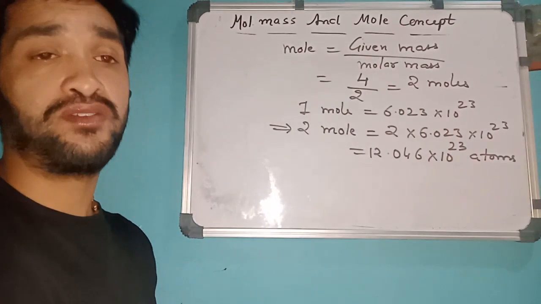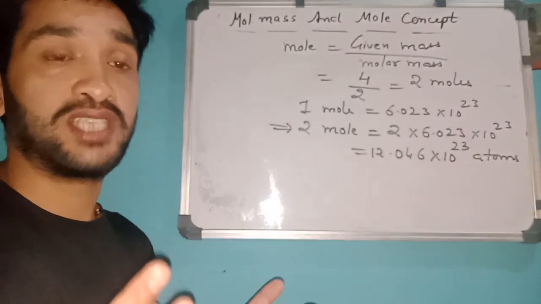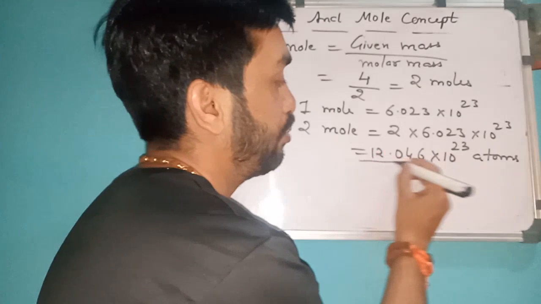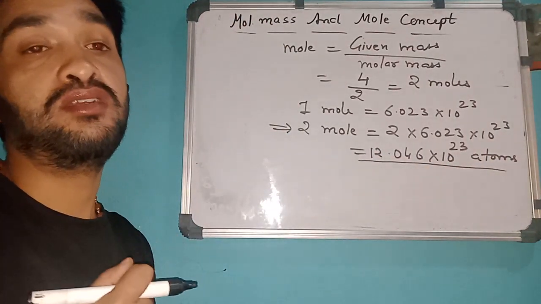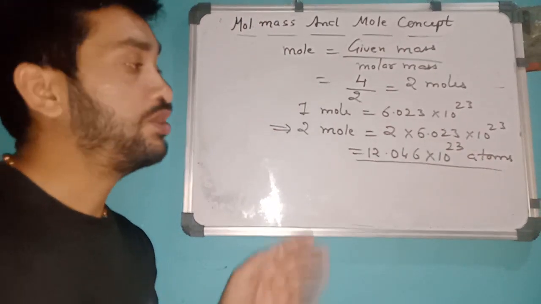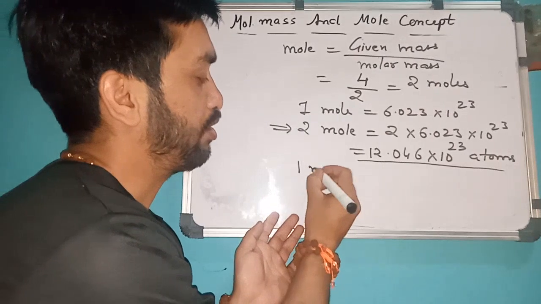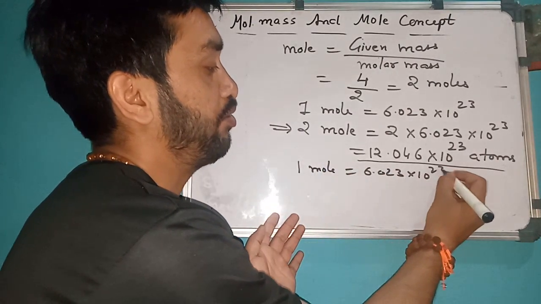They can give you a reverse question also. They may give you that a sample of hydrogen contains 12.046 into 10 to the power 23 atoms. Calculate the mass of the hydrogen. How much mass is there? So what you have to do, now you know that 1 mole contains 6.023 into 10 to the power 23 atoms.